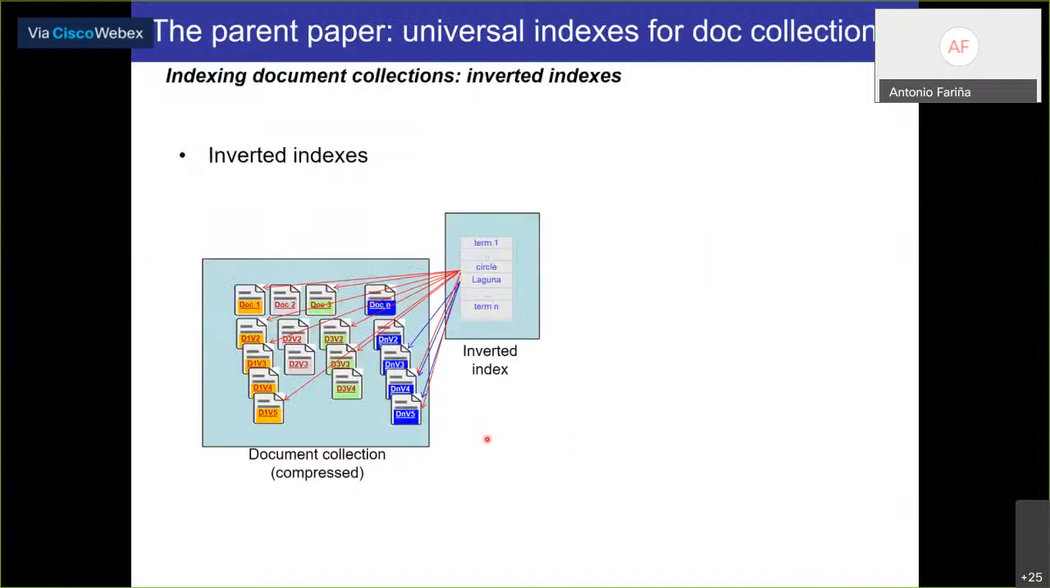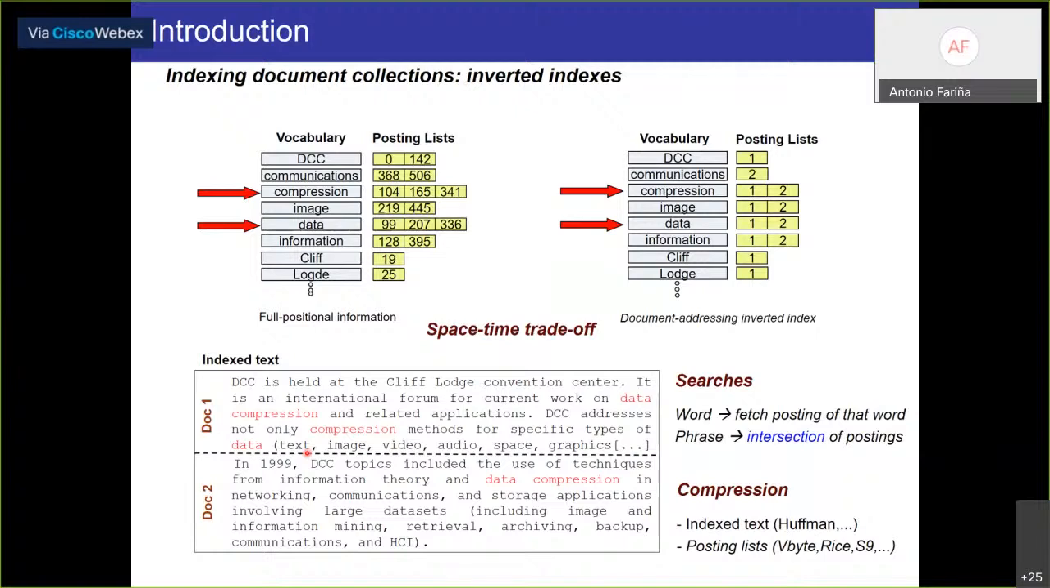In the parent paper, what we had is a set of inverted indexes. So we had an inverted index indexing a document collection that was compressed. And for inverted indexes, we had several variants. We had a full positional scenario, where we pointed to the positions where a term occurs within the documents, or just document IDs. And we were able to search for words and phrases, four types of patterns here. And we wanted to compress the collection and also the posting lists.